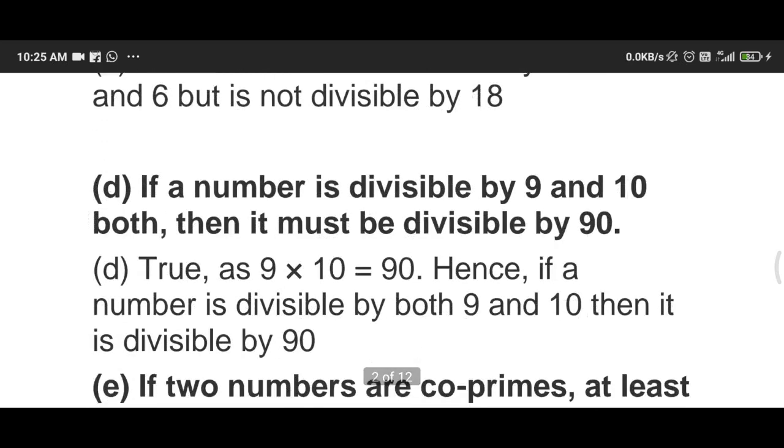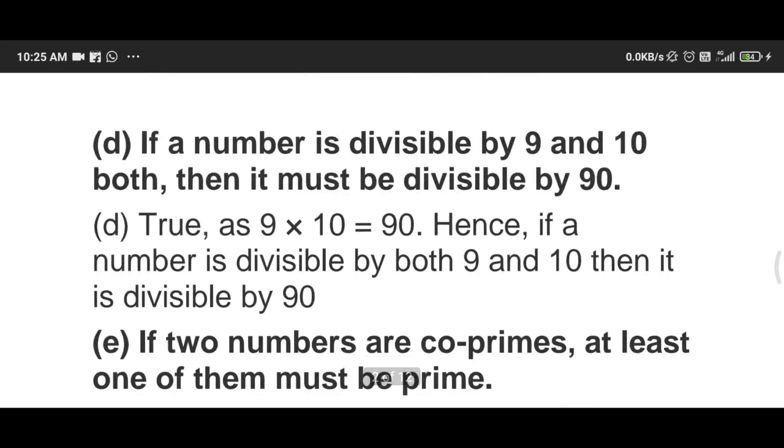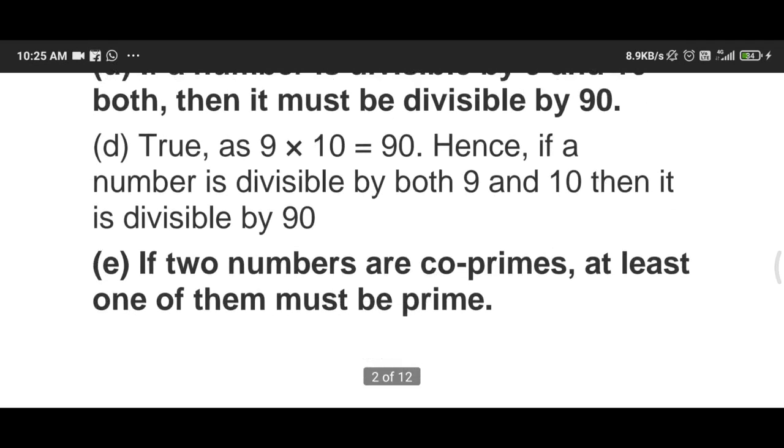D part: if a number is divisible by 9 and 10 both, then it must be divisible by 90. It is true because 9 tens are 90, and if a number is divisible by 9 and 10 both, then it will be divisible by 90.